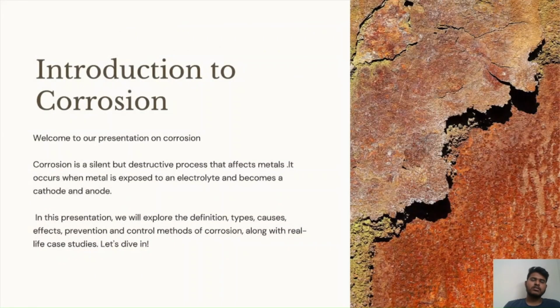So first of all, I would like to welcome you all to my presentation. As you all know, corrosion is a silent but destructive process that affects metal. It occurs when metal is exposed to an electrolyte and becomes a cathode and anode. In this presentation, we will explore the definition, types, cause, effect, prevention, and control methods of corrosion along with real life case studies. So let's dive in.